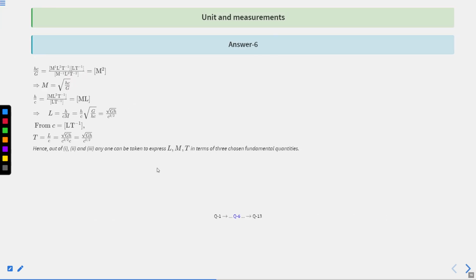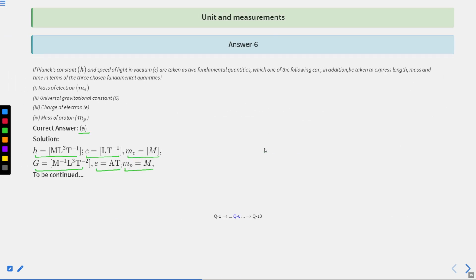So, after calculating the dimension formula of each term h, c, and G, M is equal to under root hc by G. And calculating these terms, T equal to L by c, which has under root Gh by c having power 5 by 2. Hence, first, second, and third, any one can be taken to express L, M, T in terms of the three chosen fundamental quantities. Clear? So, correct option is A.